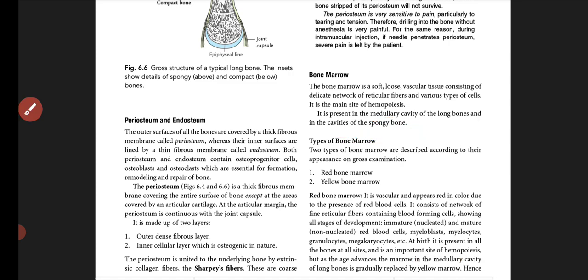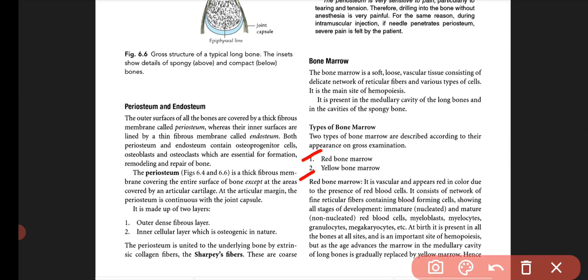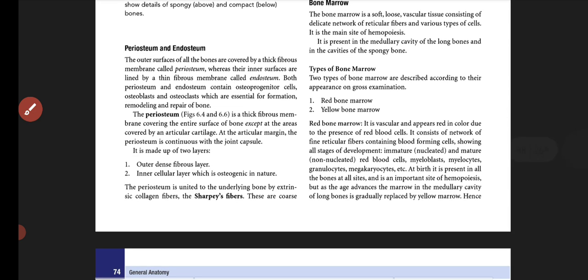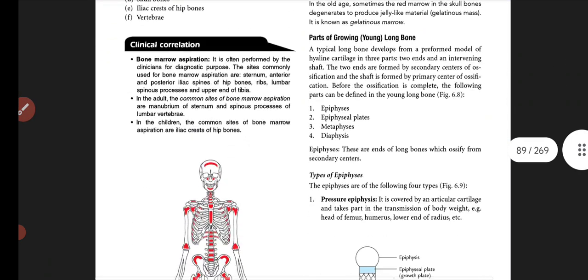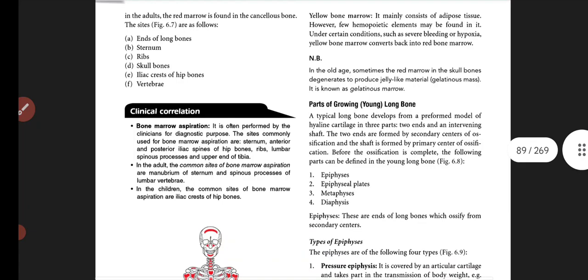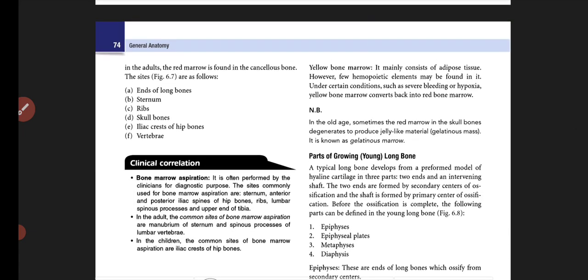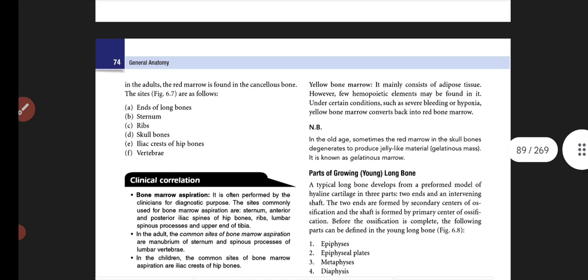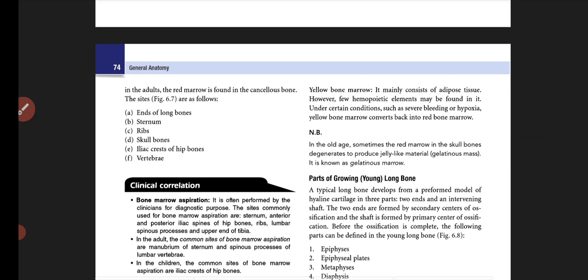Okay, types of bone marrow are the red bone marrow and yellow bone marrow. Red bone marrow is vascular, appears red in color. Normal bone marrow is red in color due to the presence of red blood cells, it consists of a network with all stages of development, immature. Where will we find the bone marrow? You have to read: end of long bones, sternum, ribs, skull bone, iliac crest, and vertebrae.